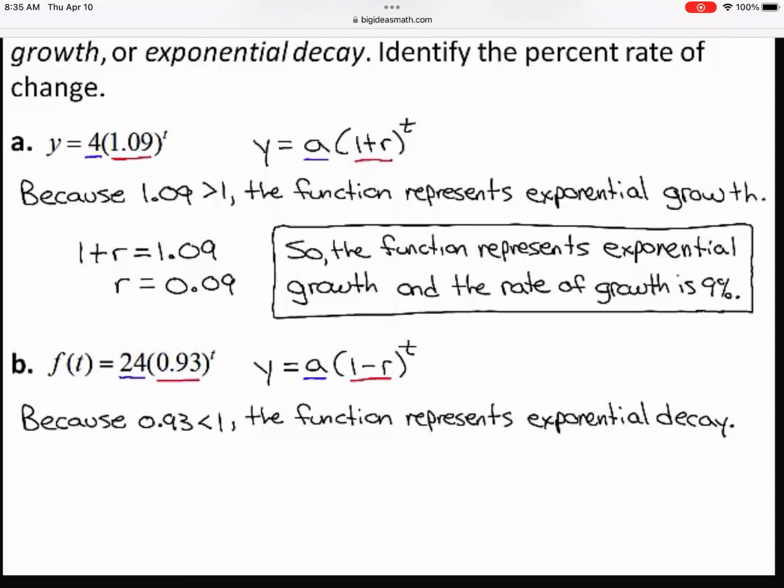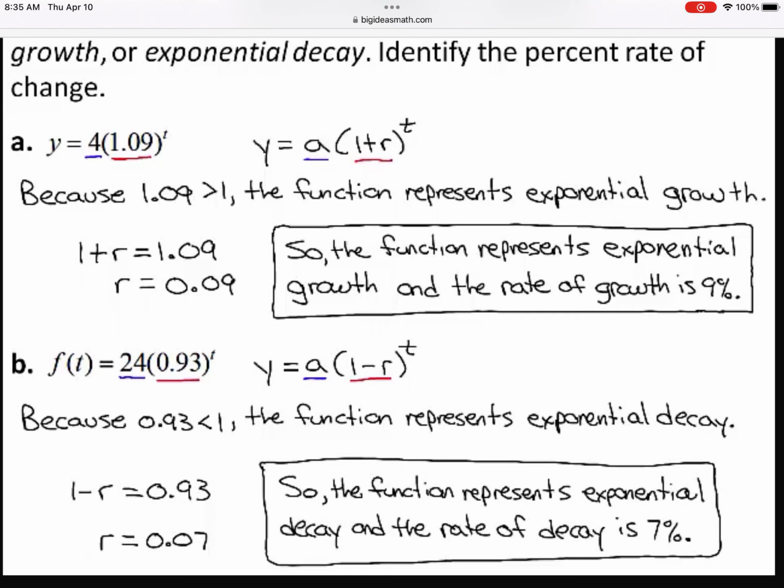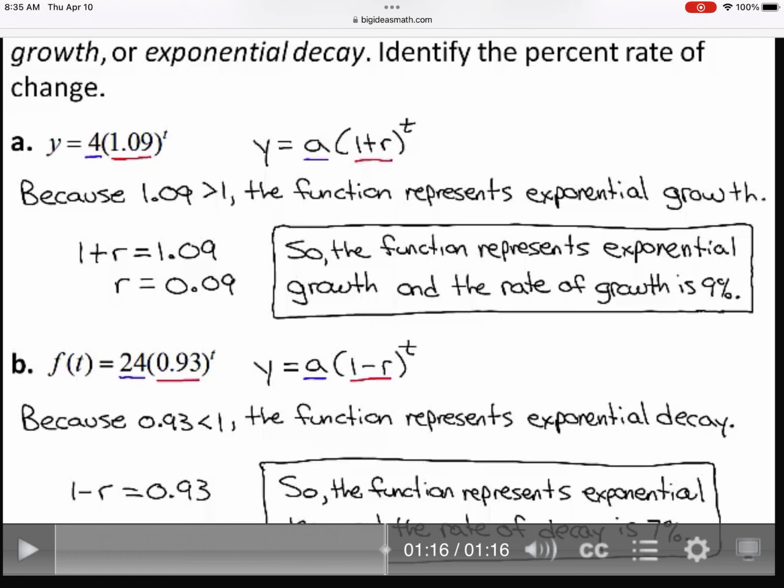Use the decay factor 1 minus r to find the rate of decay. First write an equation. 1 minus r equals 93/100. Solving for r gives r equals 7/100. So the function represents exponential decay, and the rate of decay is 7%.